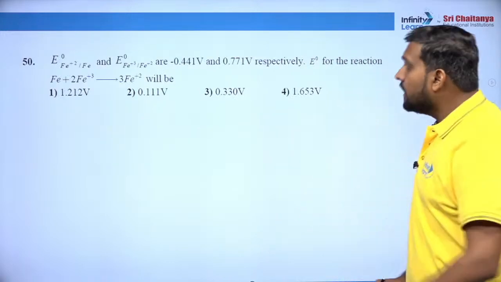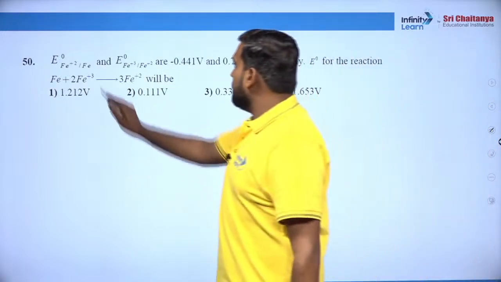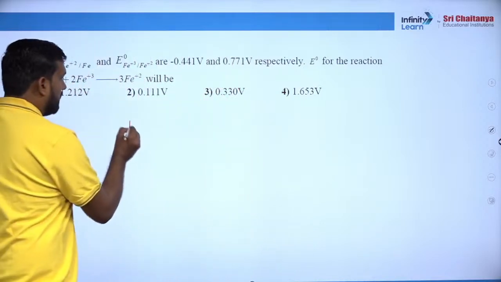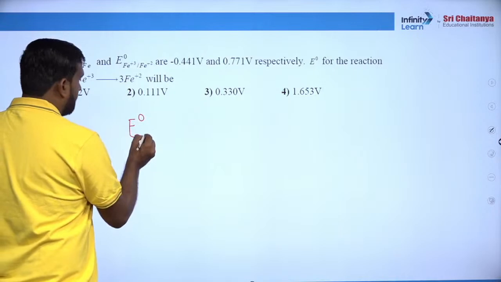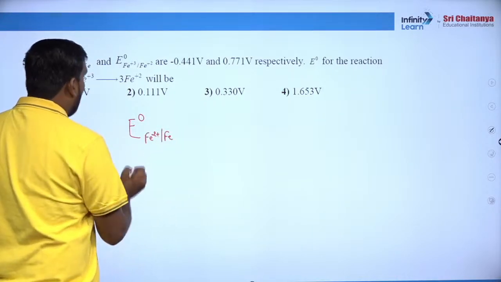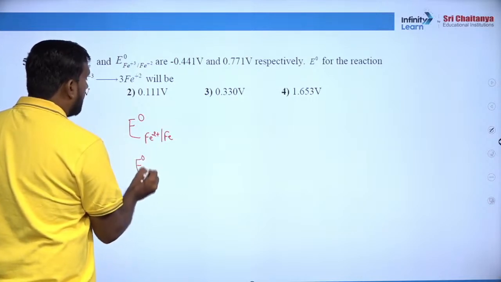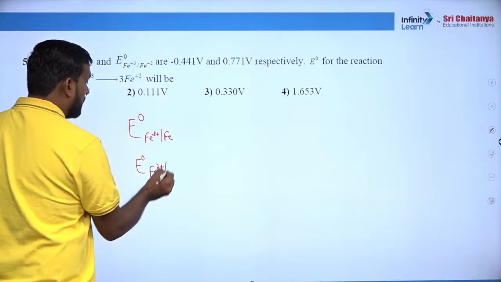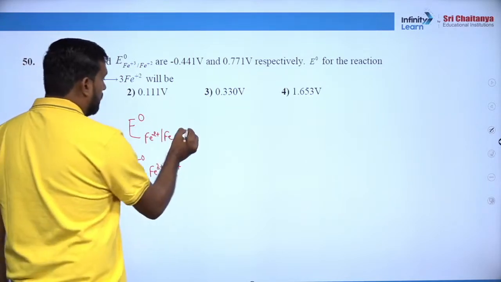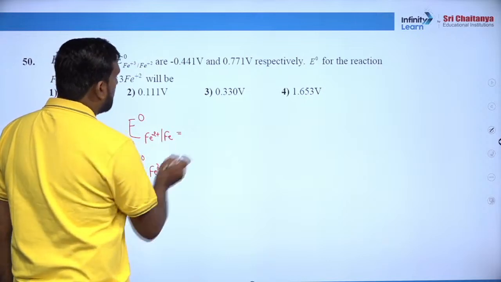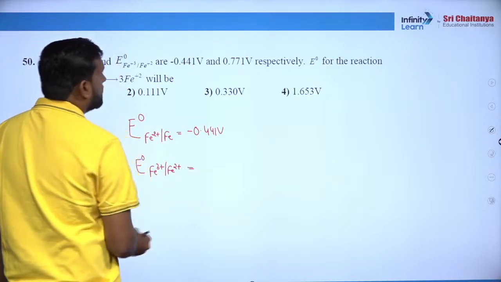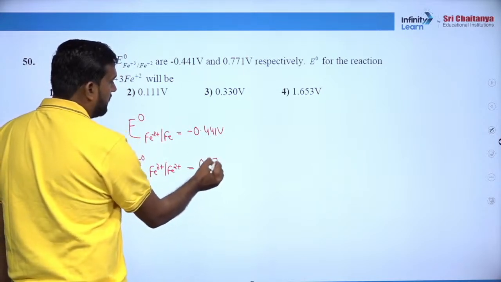The next question is basically, E naught for 2 reactions is given to you, and I will write it here for you. E naught for Fe2+ to Fe, and then E naught for Fe3+ to Fe2+ is given to you. Okay, so these values are given to you, and the value for this is given as -0.441 volt, and the value for this is given as 0.771 volt.